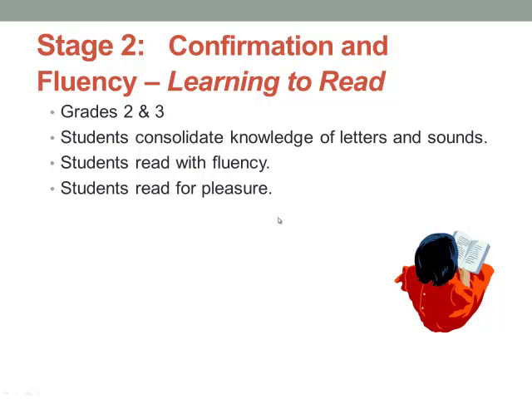Moving on, the next stage is stage 2, or the confirmation and fluency in the learning to read aspect of CHALS stages. This is typically grades 2 and 3, and this is where children are really consolidating their knowledge of letters and sounds, and they're being able to read them with more ease. Their reading is less labored than it was in stage 1, and they're beginning to read with greater fluency. In fluency, we think about word accuracy as well as reading at a reasonable rate and using prosody or intonation to help read fluently. And because of that reading fluency aspect, we start to see children begin to read on their own for pleasure. This is a very exciting time for children with regard to learning to read.